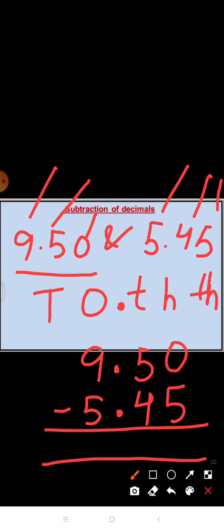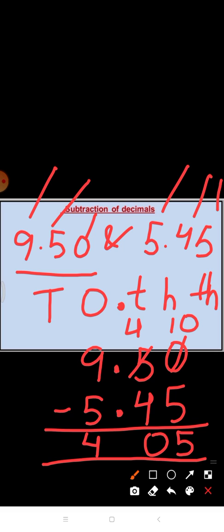Now students, here as there are not enough hundredths, so we will do regrouping. We regroup 5 tenths to 4 tenths and 0 hundredths to 10 hundredths. Now 10 minus 5 is 5. Next, we subtract the digit in tenths place. That is 4 minus 4 is 0. Now, we will subtract the digit at ones place. 9 minus 5 is 4.